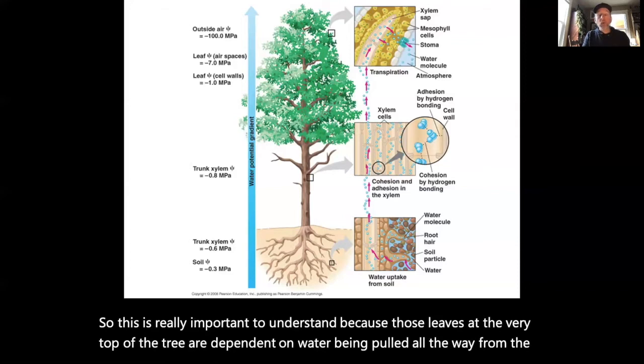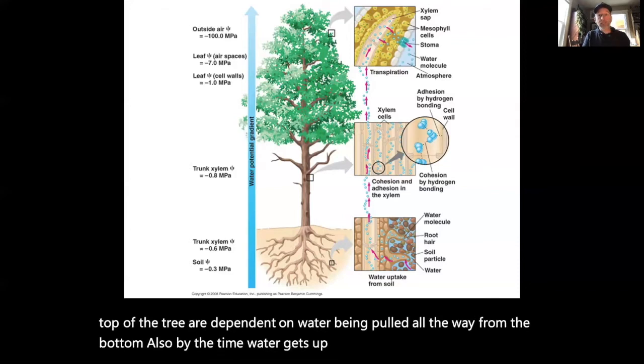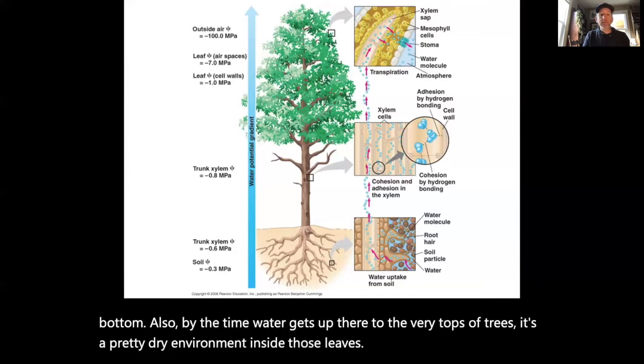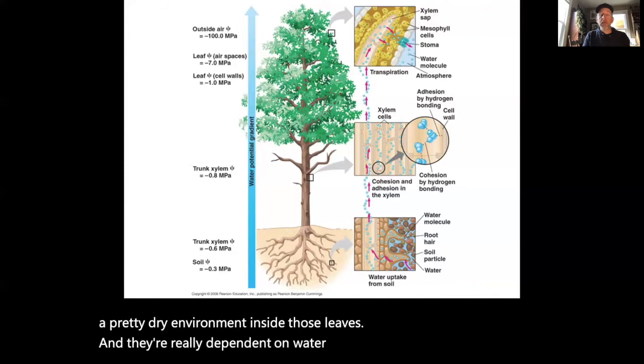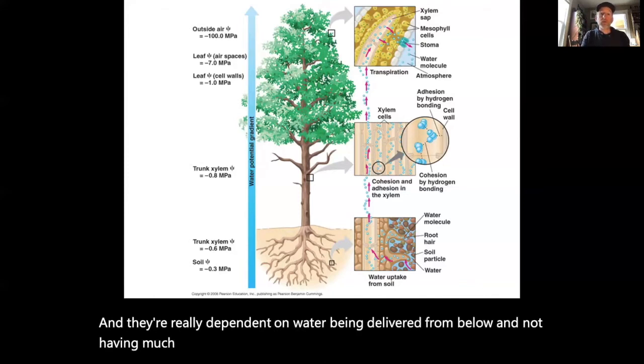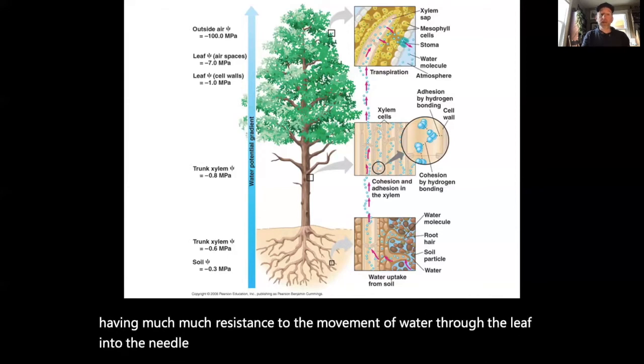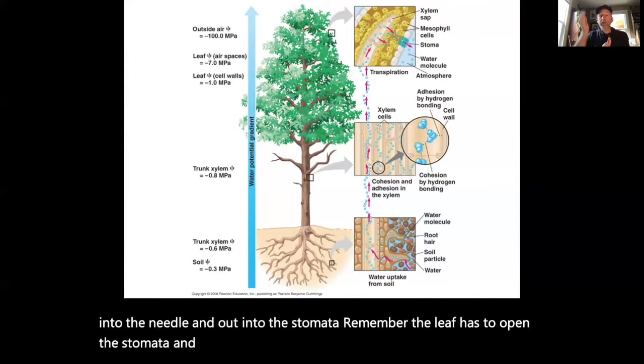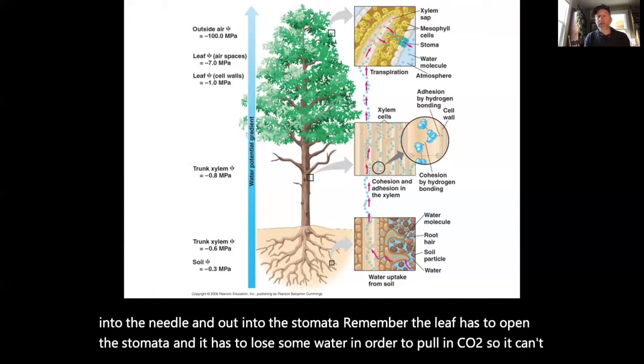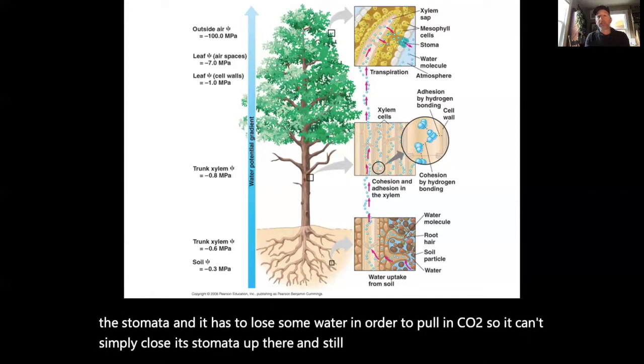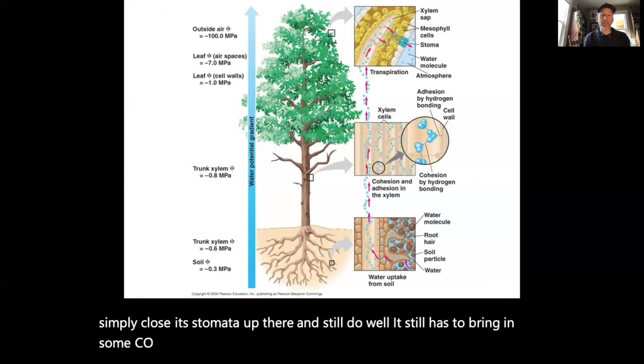Also, by the time water gets up there to the very tops of trees, it's a pretty dry environment inside those leaves. And they're really dependent on water being delivered from below and not having much resistance to the movement of water through the leaf into the needle and out into the stomata. Remember, the leaf has to open the stomata and it has to lose some water in order to pull in CO2. So it can't simply close its stomata up there and still do well. It still has to bring in some CO2 in order to make a living.